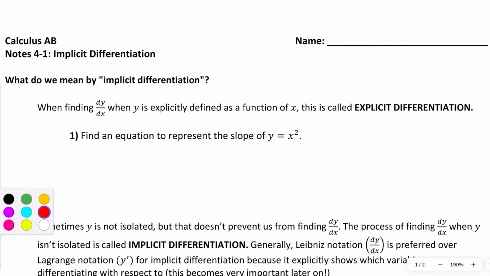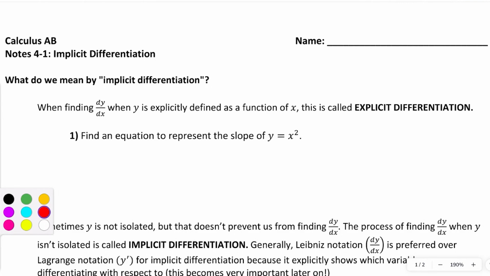All the differentiation we've done so far has been what we call explicit differentiation. What I mean by that is that all the equations that we've differentiated have all been functions that typically we call y in terms of x. In other words, the y or the f of x is totally isolated. So for example, if we wanted to find an equation that represents the slope of the parent quadratic function, we know how to do this, yeah?